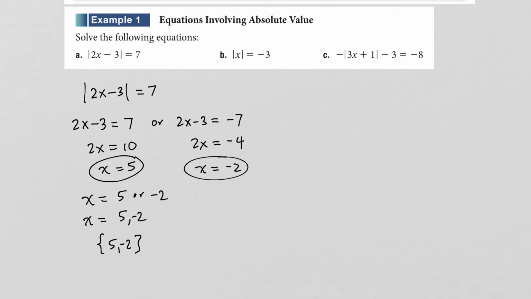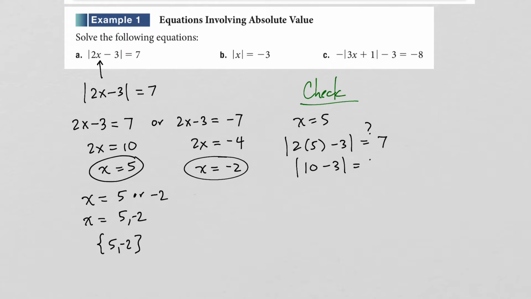Okay? Now, let's understand this, though. I'm going to go through and check these answers. So let's see, is x equals 5 really a solution? Well, if it is, then when I plug in x equals 5 into the original equation, it should make it true. Well, 2 times 5 is 10. So we have the absolute value of 10 minus 3. That's the absolute value of 7. And of course, the absolute value of 7 is 7. So that checks. Now let's check negative 2.